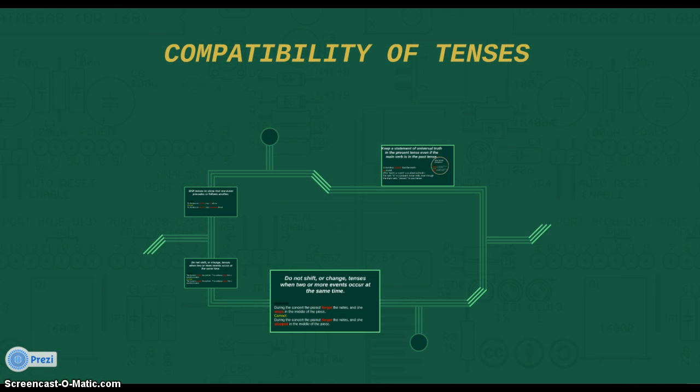Compatibility of tenses makes your writing easier to understand for the reader, and the reader will easily understand the order in which things happened in your writing.